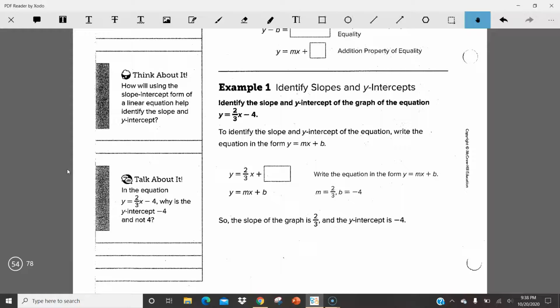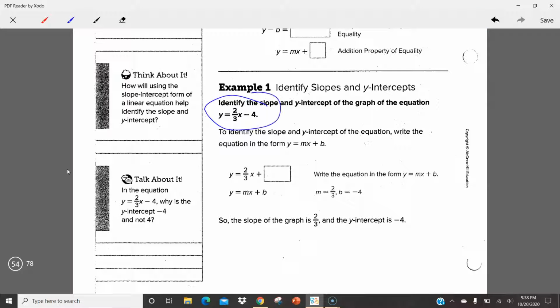Take a look at this problem right here. Y equals 2/3 x minus 4. You have to identify the slope and the y-intercept. What I like to do is write y equals mx plus b right by it. So I rewrite it over here, y equals mx plus b, and then here's my original problem, y equals 2/3 x minus 4.